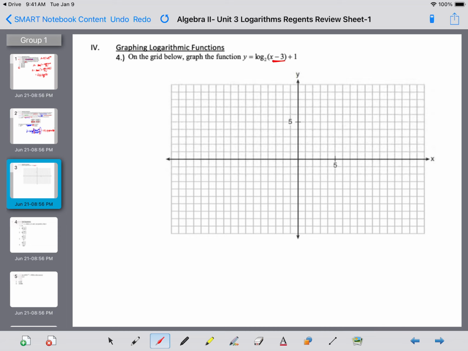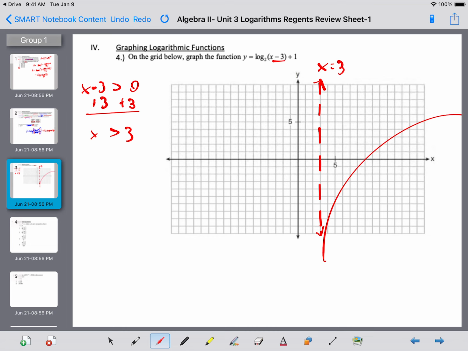I always recommend finding the vertical asymptote first. So x minus 3 is greater than 0. You set your argument greater than 0. I'm going to add 3 on both sides. x is greater than 3. So if it's greater than 3, you could graph that line x equals 3. That's going to be the asymptote. And if it's greater than 3, your log is going to be on the right side of it.